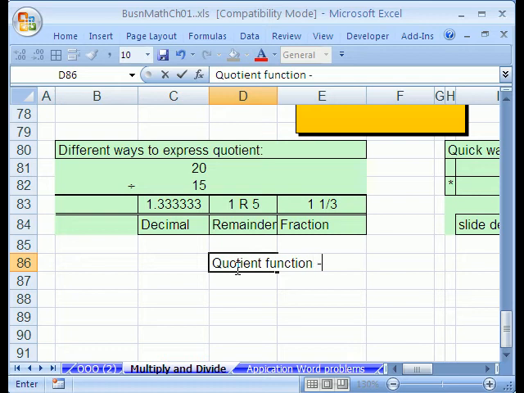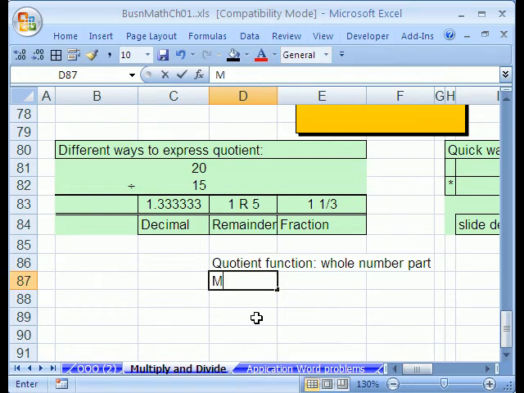And this will give us, when we do our division, 20 divided by 15 is 1 remainder 5. The quotient function will give us the 1, the whole number part. So the quotient function will give us the whole number part of the quotient. And then we'll see the mod function. The mod function will give us the remainder part.